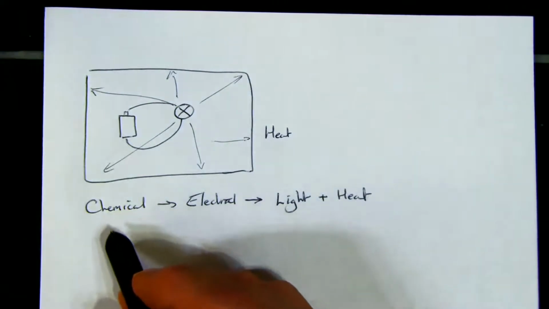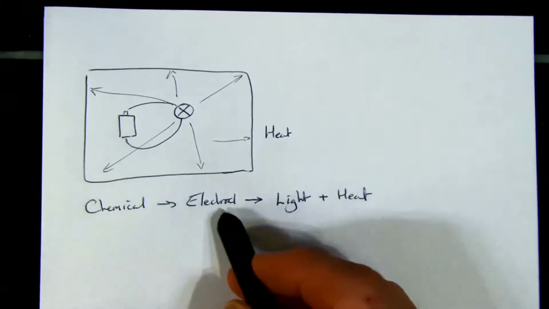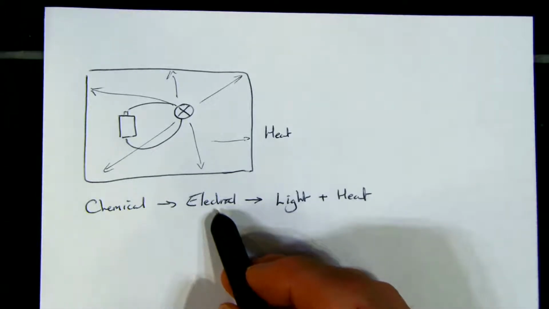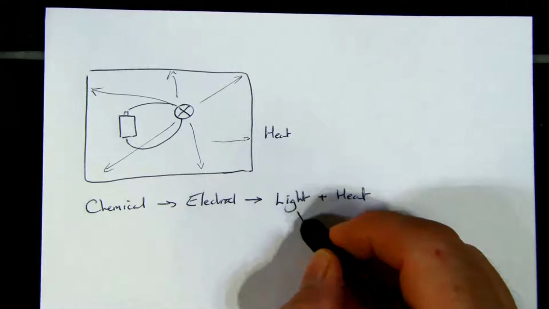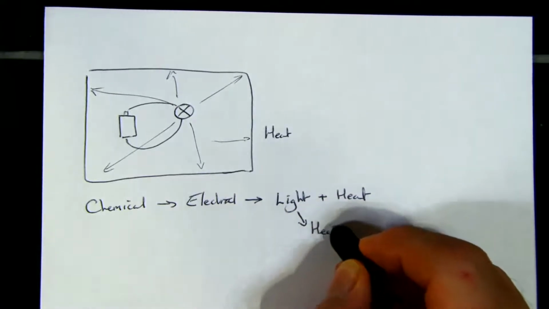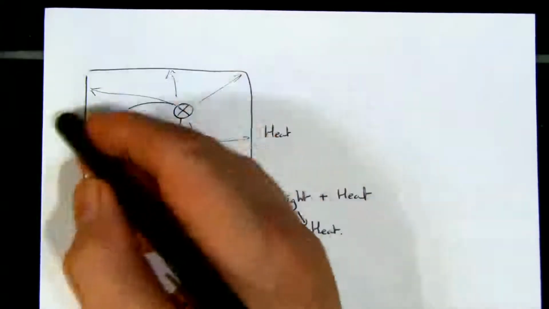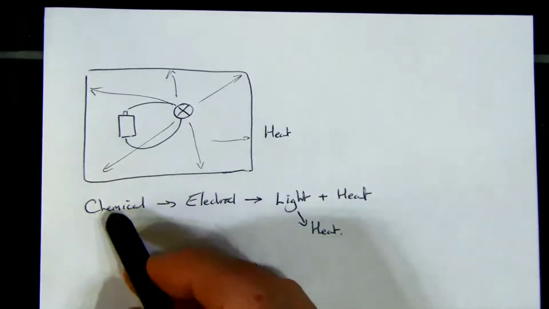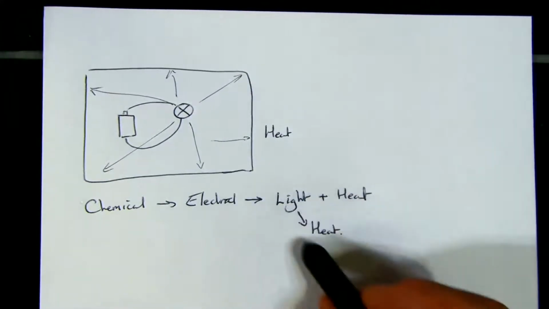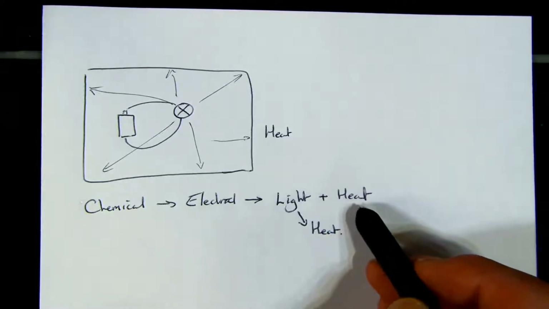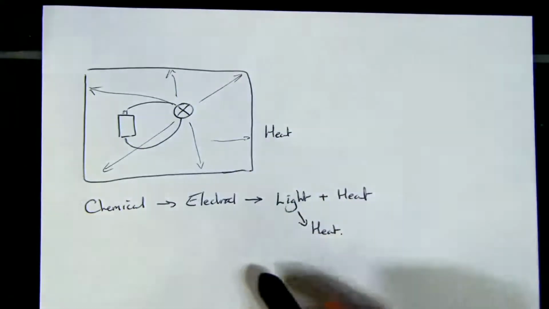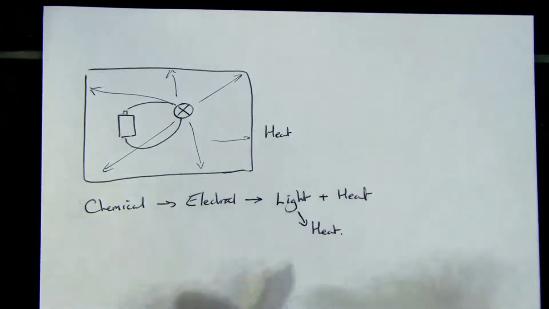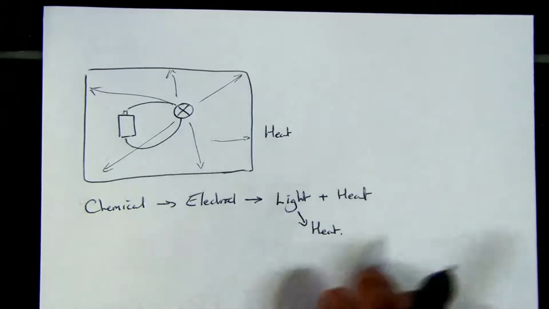So our chemical energy is turned into electrical energy. Our electrical energy is turned into light and heat, and the light will eventually turn into heat as well when it hits the box. And so all my energy has been turned into heat. It's gone from being fairly concentrated to very spread out. And when the energy is very spread out, it's very hard to do anything with it.